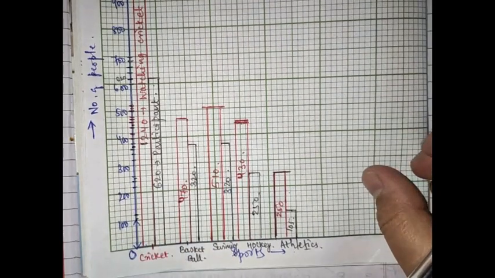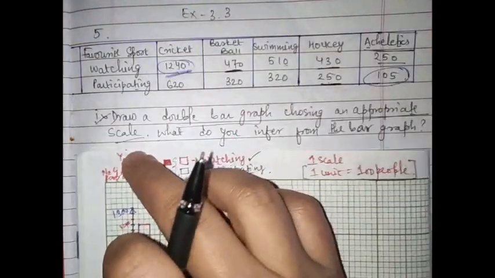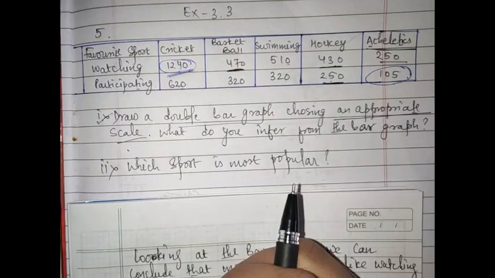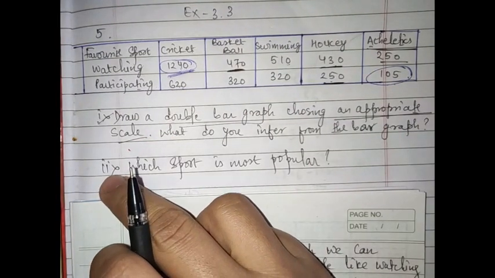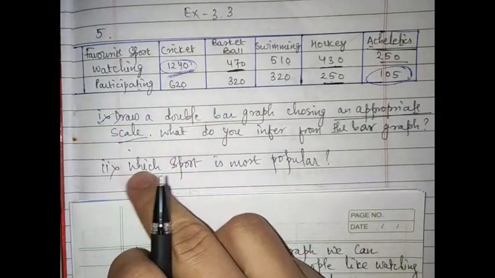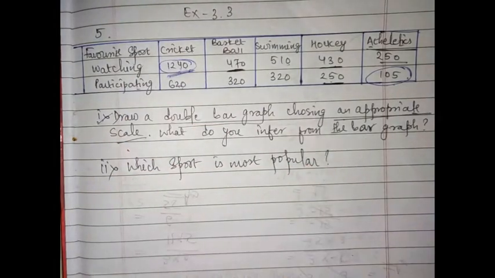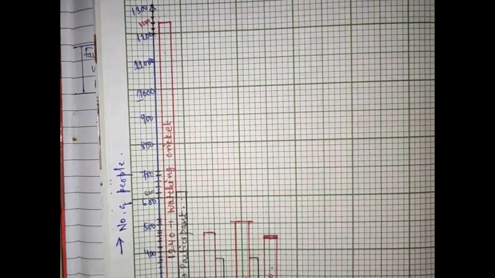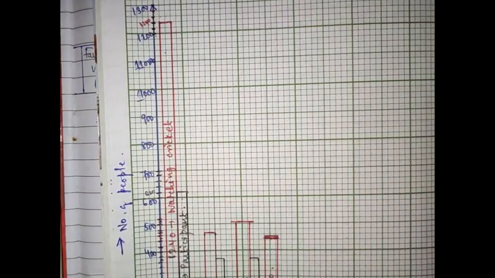With this, we are over with the question number 1. Let us proceed solving question number 2. Our question number 2 from 5 is, which sport is most popular? So this also we have to solve using the bar graph only. So which sport is the most popular? So which one do you think?